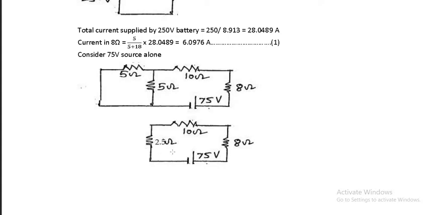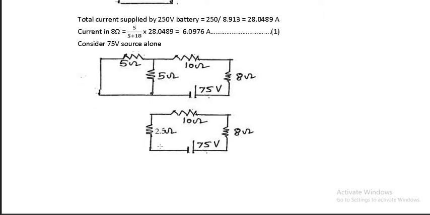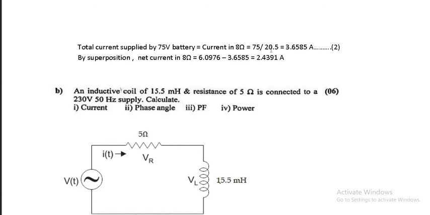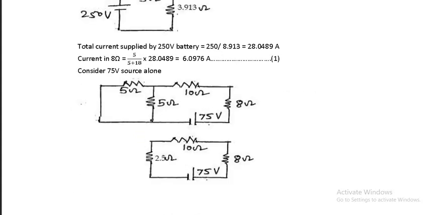So what will it be now? The current supplied by the battery will be 75 upon 10 plus 8 plus 2.5, because it is simply a series circuit now. So you can see over here it will be 75 upon 20 plus 5, that is 3.6585. Now you can see over here the same current is flowing through 8, so you do not have to find out any parallel combination or any current division, right? Because whatever is the current supplied by the battery is totally flowing through this 8 ohm.